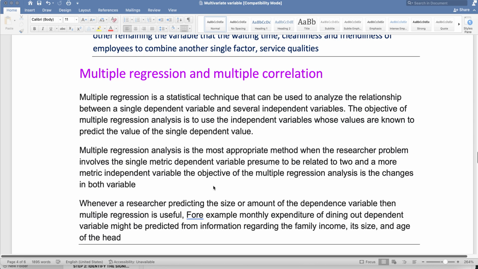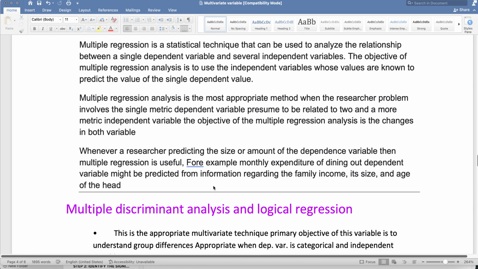Multiple regression analysis is the most appropriate method when the researcher's problem involves a single metric dependent variable presumed to be related to one or more metric independent variables. The objective of multiple regression analysis is the change in both variables. Whenever a researcher is predicting the size or amount of the dependent variable, multiple regression is useful.